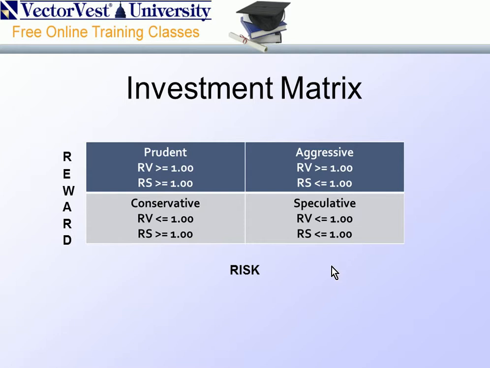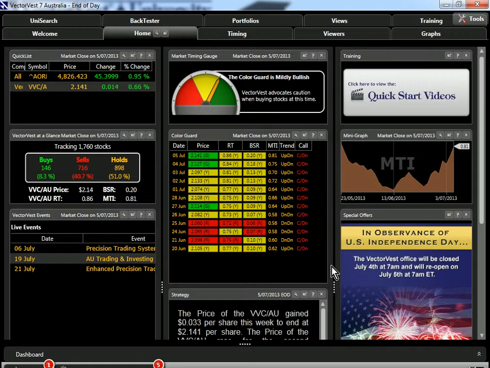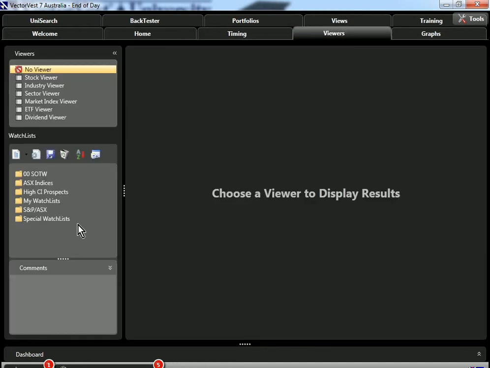And this right here is very important for you to understand. You may think that you're one type of an investor, but the types of stocks you routinely hold in your portfolio paint an entirely different picture. Let's now move into the program. I'm going to move us from the home page. I'm going to click on the Viewers tab. That's going to bring us to our watch list section.